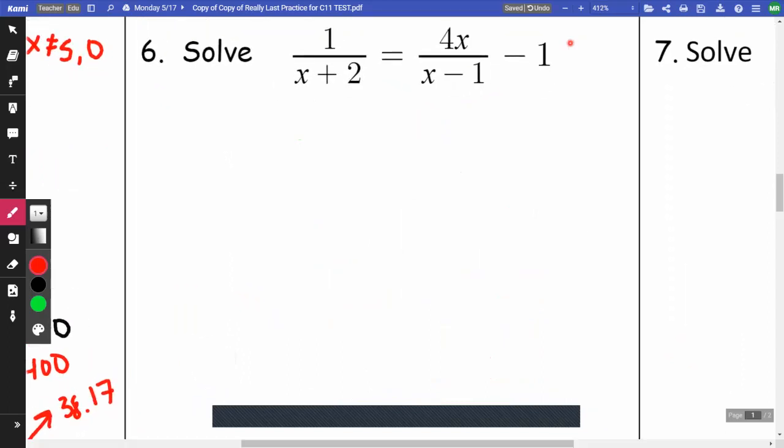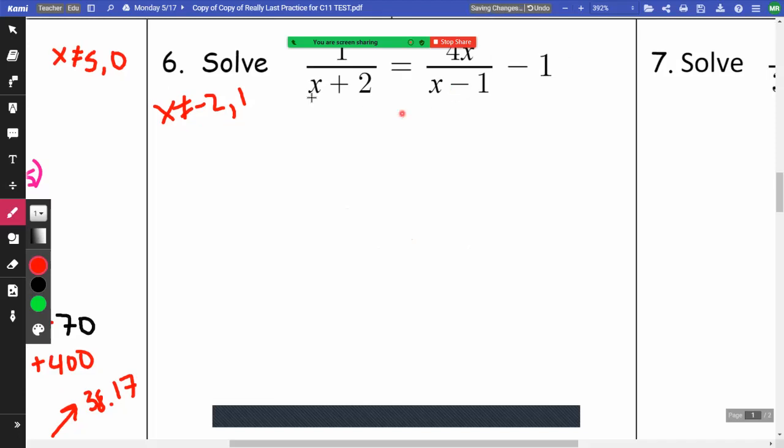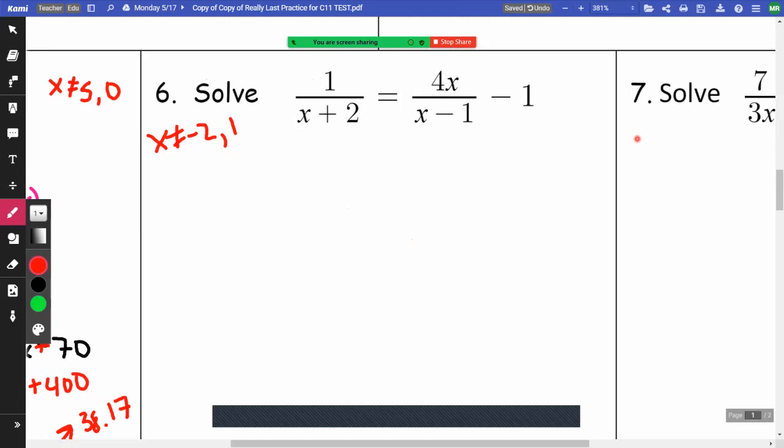Okay, on number 6. So let me just start with my restrictions. So this x plus 2 means x cannot be negative 2. And this x minus 1 means x cannot be 1. And I am going to have to multiply by x plus 2 and x minus 1. That's what I'm going to multiply everything by.